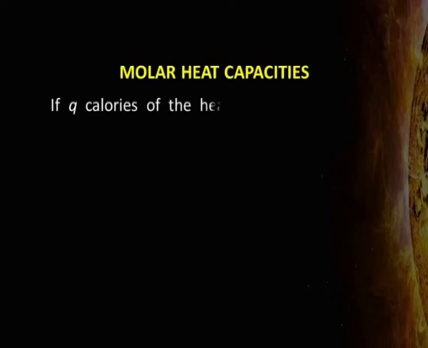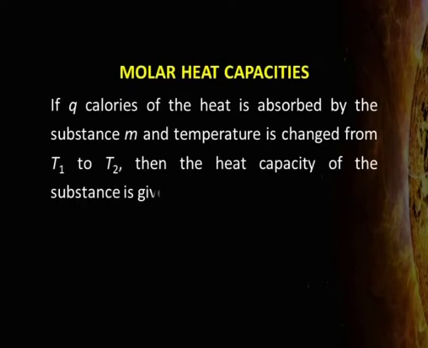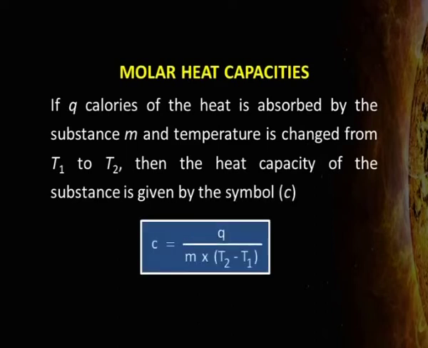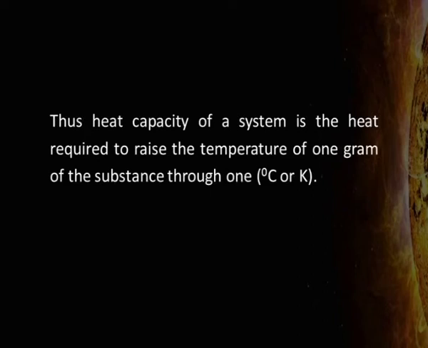If Q calories of heat is absorbed by the substance and the temperature changes from T1 to T2, then the heat capacity of the substance is given by the symbol C, and C is equal to Q upon M multiplied by delta T, which is equal to T2 minus T1. Thus, the heat capacity of a system is the heat required to raise the temperature of 1 gram of the substance through 1 degree Celsius or 1 Kelvin.